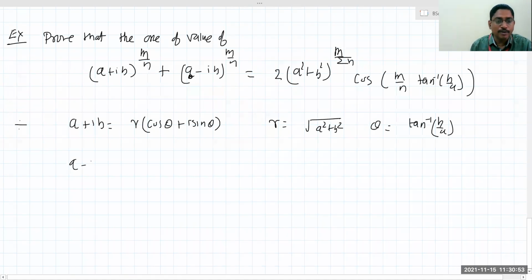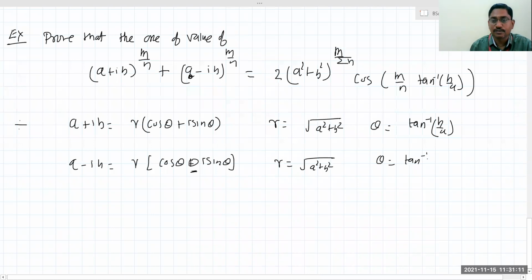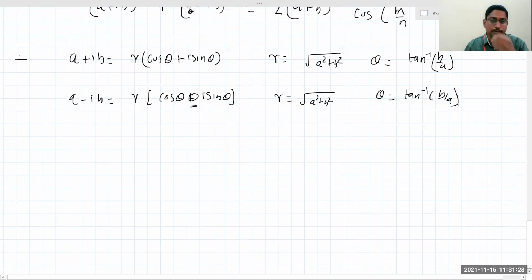And similarly, what is a minus ib? Just the conjugate of this, cos of theta plus I sin theta. Where r is the square root of a square plus b square, that is a square plus b square raised to half, and theta is, okay, I have to write minus here. Theta is tan inverse b upon a. I'm writing the conjugate of the above number. The r will be the same. We write a minus sign in between, because cos of minus theta is cos theta and sin of minus theta is minus sin theta. In the conjugate, the angle will be the negative of that theta.